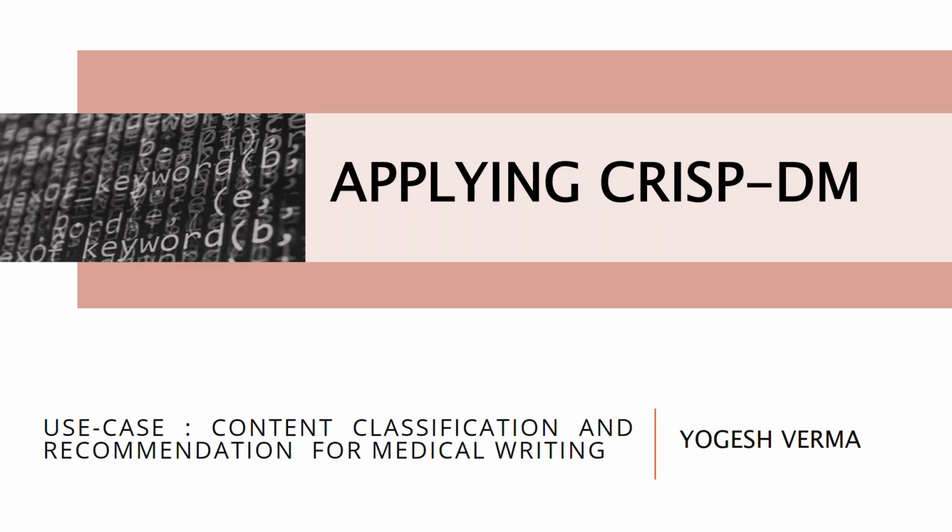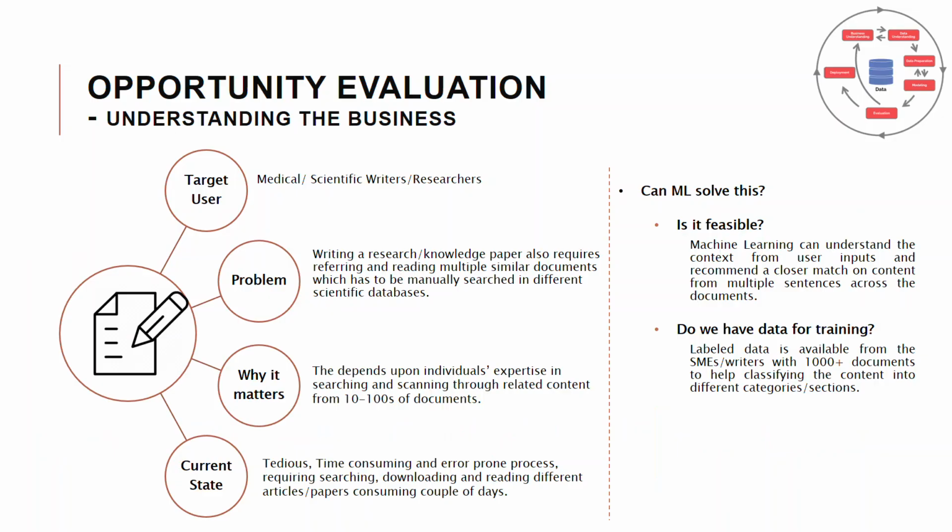It has 6 sequential phases, and with the help of a use case, I'll be covering all these 6 stages, which are business understanding, data understanding, data preparation, modeling, evaluation, and deployment of the system. Now, in this first step of the CRISP-DM framework, business understanding, we try to identify the problem, to understand how we can solve it, and to decide whether machine learning will be a useful tool for solving it.